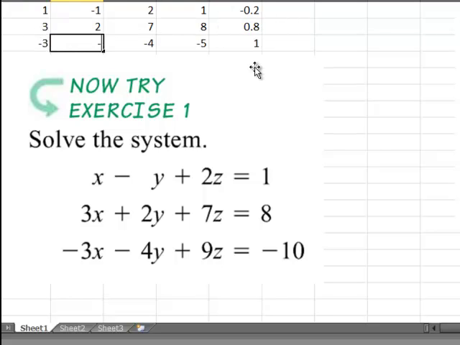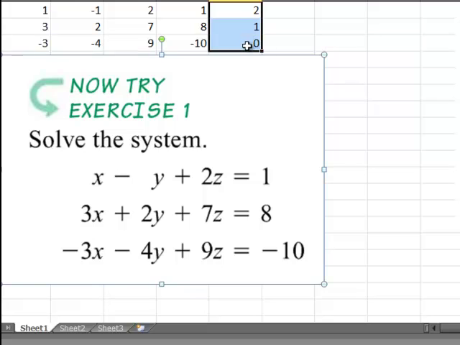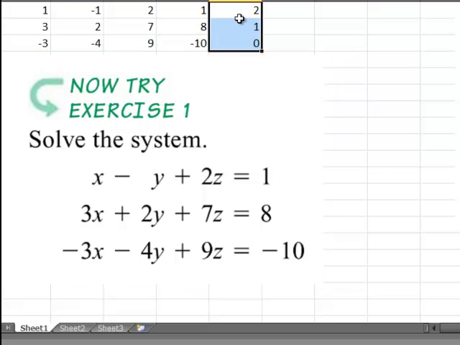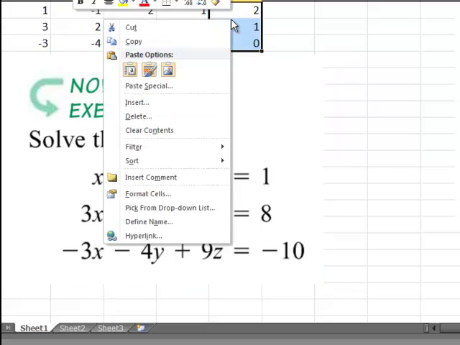Last equation, -3x, -4y, 9z, and the answer is -10. Now, in the slot next to it, you can see the answers are already there, but I'm going to show you how to fill them in.